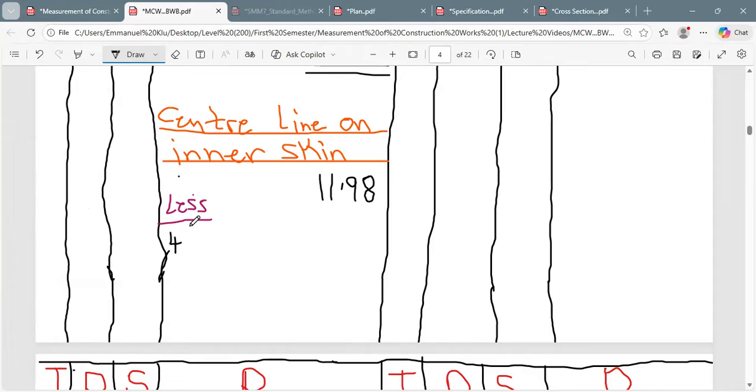So less 4 times 2 times, let's say, 76.25. You're going to get 0.61. And at the end of the day, if you less, you're going to get 11.37.